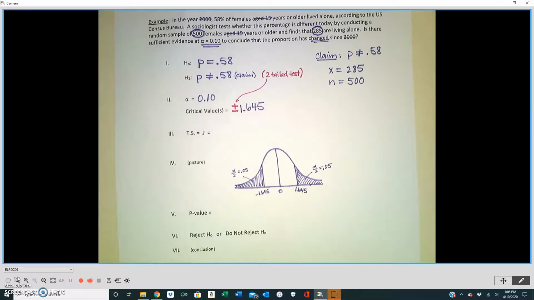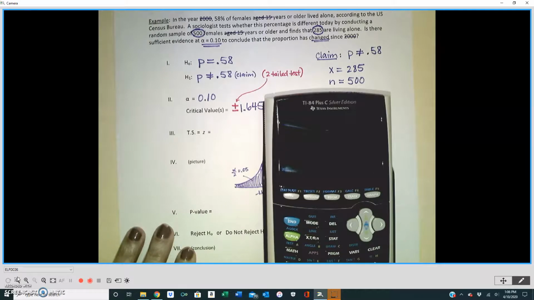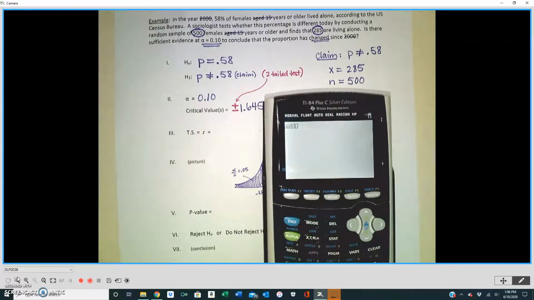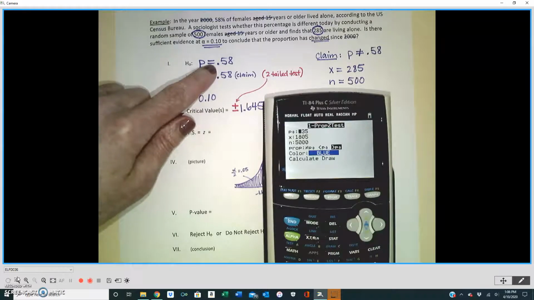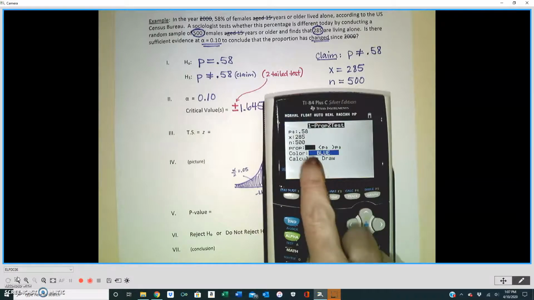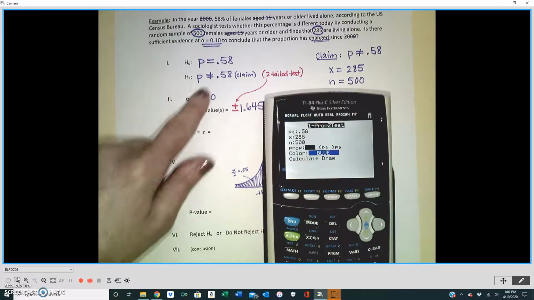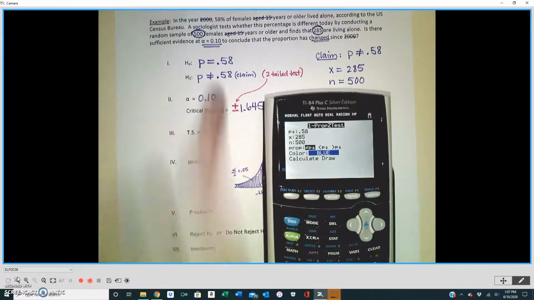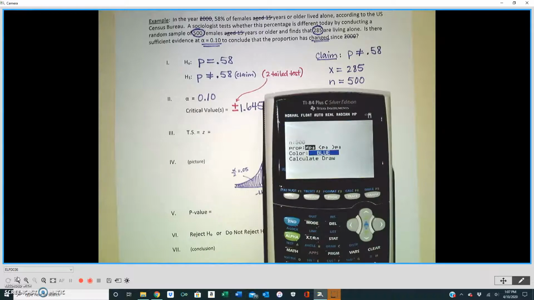All right, now we're going to go to the calculator. Stat, tests, number 5. This time the number in our H0 is 0.58. 285 out of 500. And I have to hit enter to move my highlighting over. You don't want it to just be blinking there. You need it to be solid highlighting there. Okay, so not equals, because that's what our claim has. And I think I'm just going to go to draw. Let's just go to draw and see what it does.